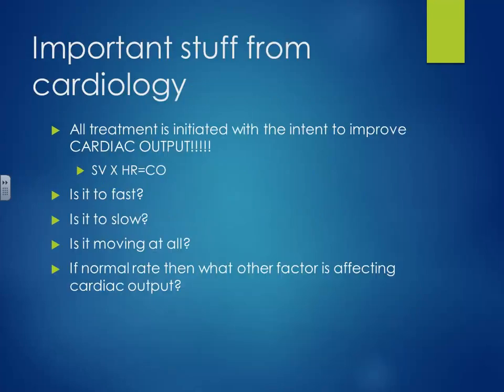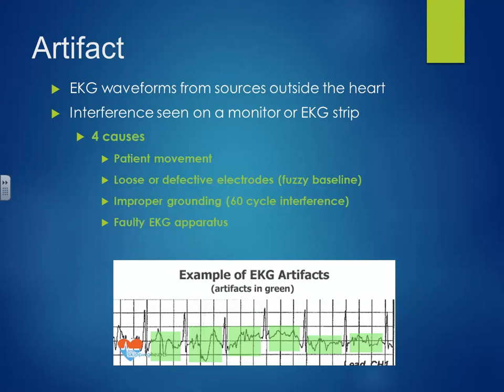Artifact. There's 4 causes. Most common cause of artifact, as you've seen on the back of an ambulance, is the patient wiggling around, right? Or a loose or defective electrode, also called a fuzzy baseline, often because it's on a fuzzy patient.